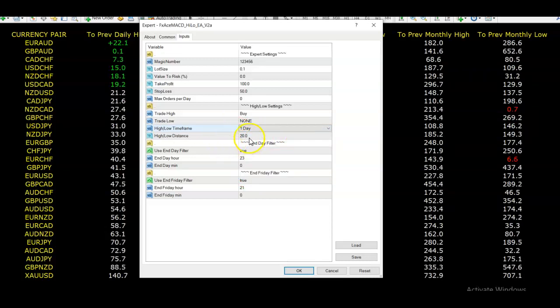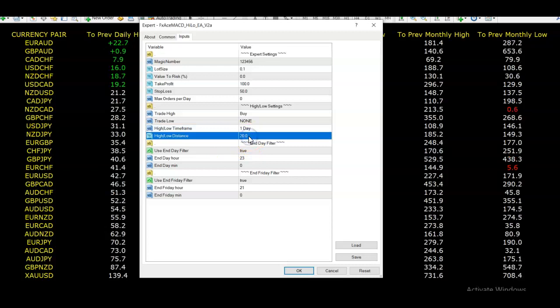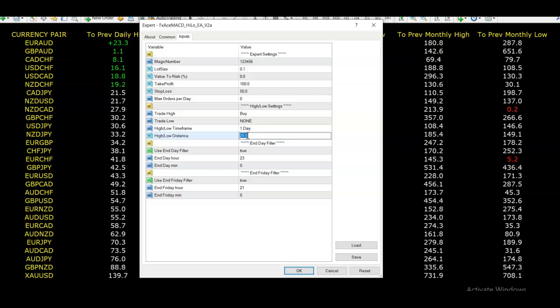The distance you want to enter the trade. So say you want confirmation that the trade goes 20 pips above the previous daily high, you can put that in there. If you want to take a trade at the daily high, you'll just put 0, or 10 pips above. You just enter your value in there. If you wanted to take it a little bit earlier, you'll just put in the minus value there, and it'll take the trade 10 pips before the daily high. Okay.